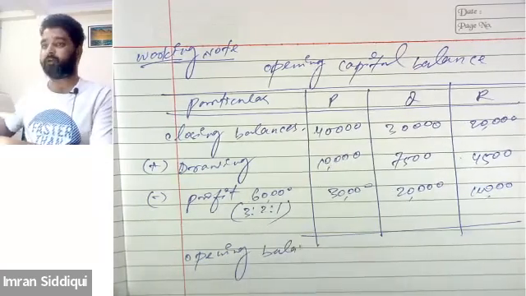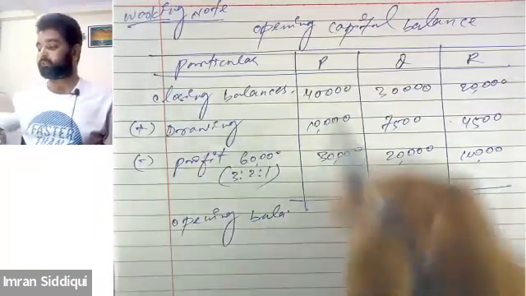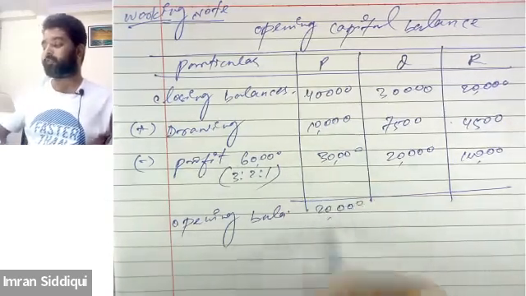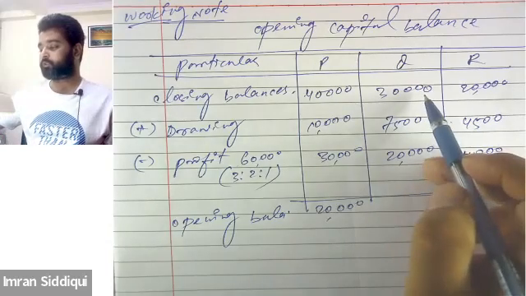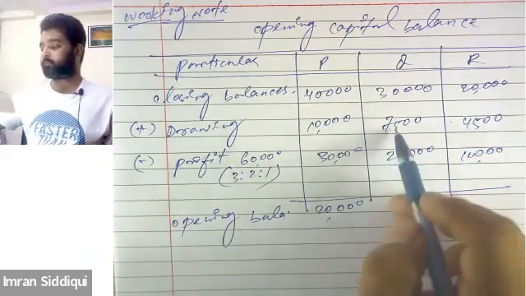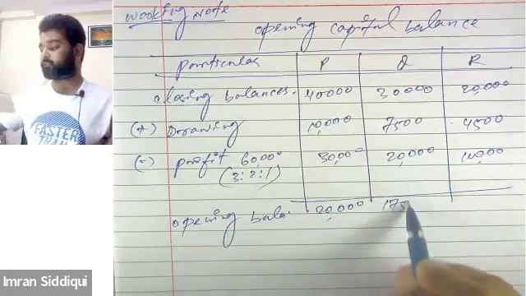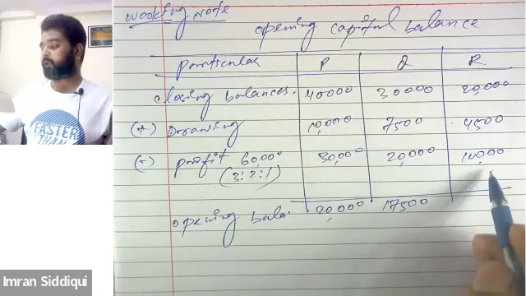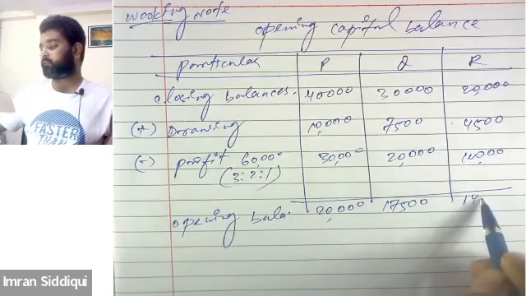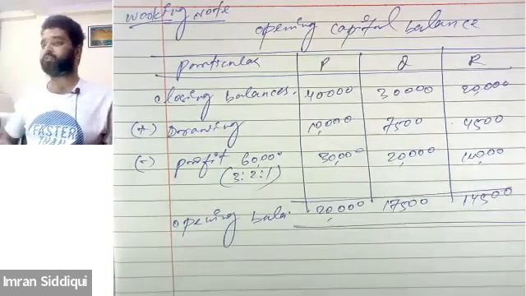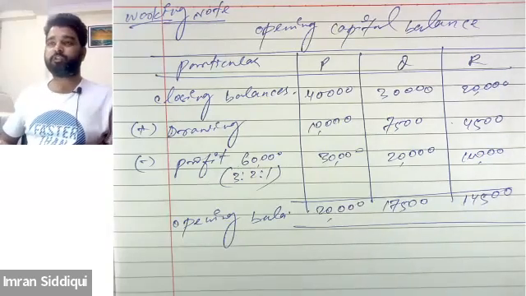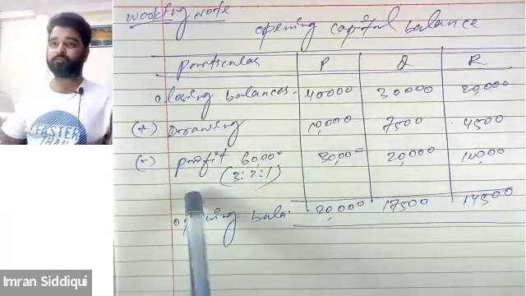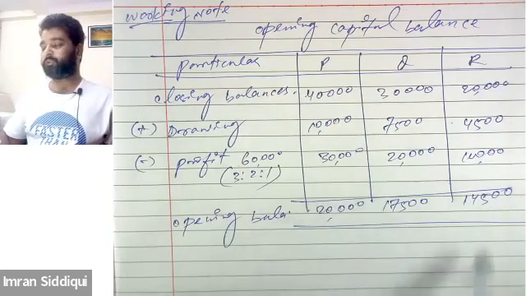So the opening balance of the partner will be 40,000 plus 10,000, it will be 50,000. Subtracting 30,000 out of it, we will get 20,000 as the opening capital balance of P. And 30,000 plus 7,500 minus 20,000, we will get 17,500. And 20,000 minus 10,000, we will get 10,000, and adding 4,500 to that, we will get 14,500 as the opening capital balance of R. I hope this calculation is clear to all of you. In order to find out the opening balances of the partners, we will have to add the drawings and subtract the profit. By doing that, we will be able to find out their opening capital balances.